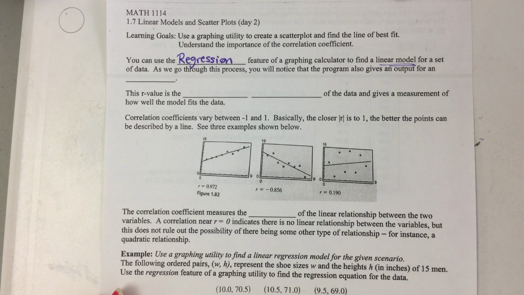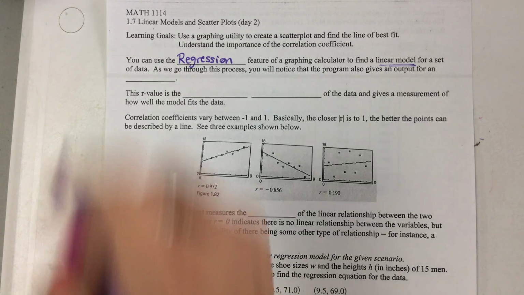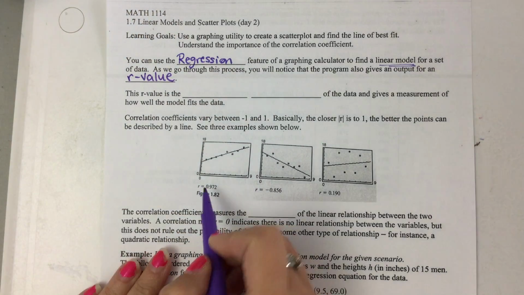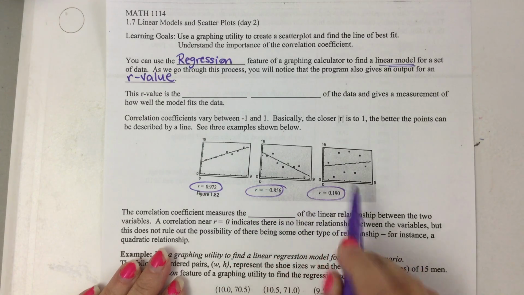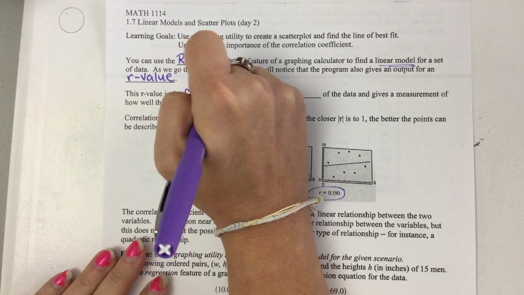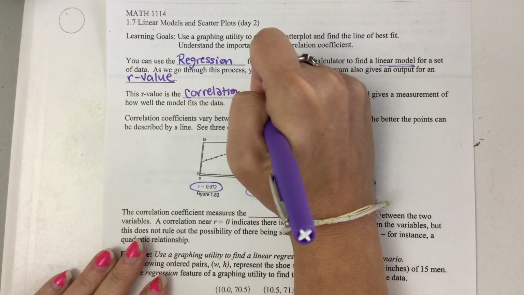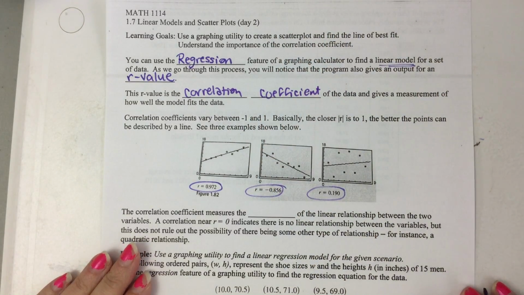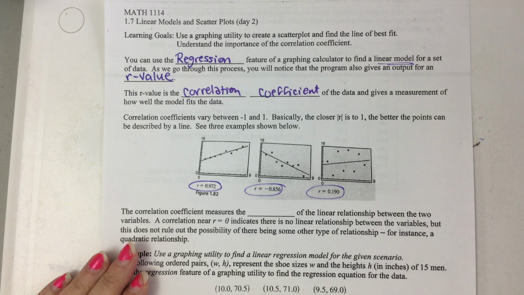As we go through this process, you will notice that the program also gives you an output for what is known as an R value. As we go ahead on Desmos on the bottom, you will see R equals. That R value is the correlation. Remember yesterday we talked about correlation. It is the correlation coefficient. If it's positive, it means that as you go to the right, your Y values tend to get larger. If it's negative, as you go to the right, your Y values tend to get smaller. If there's no correlation, it means that there really isn't a relationship between the two variables.